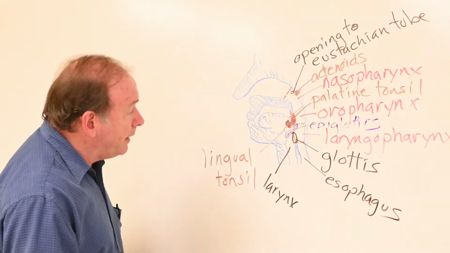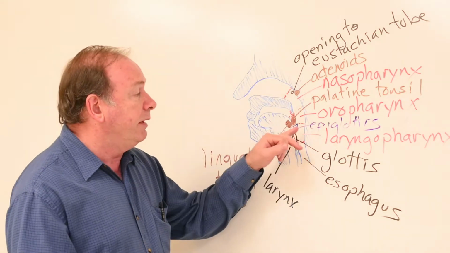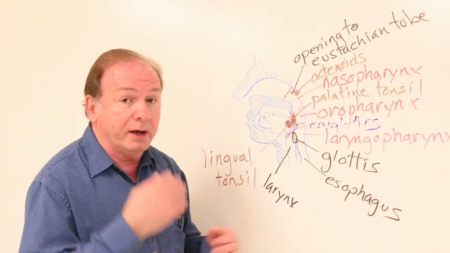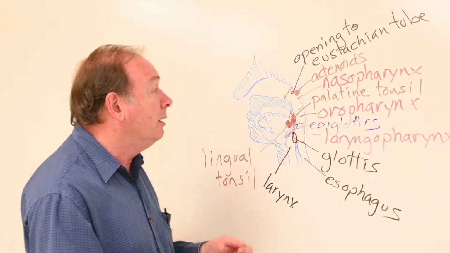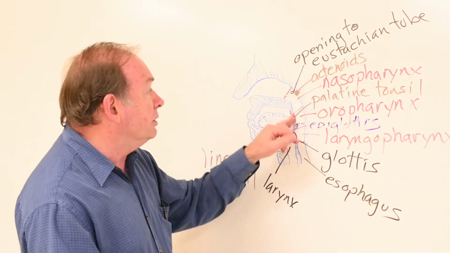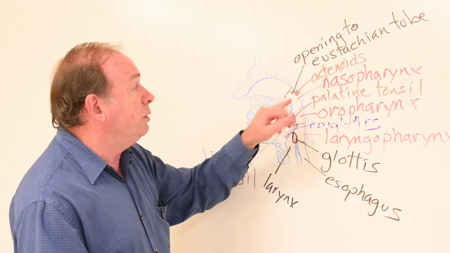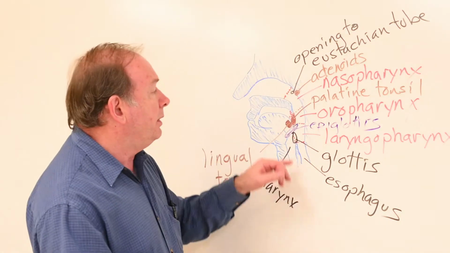So a lot written on there, but you need to know the three regions of your pharynx: nasopharynx, oropharynx, and laryngopharynx, and how you would describe where those are. And you need to know what features are associated with each of the three regions. So in your nasopharynx, you have your opening to your eustachian tubes and your adenoids up in there.